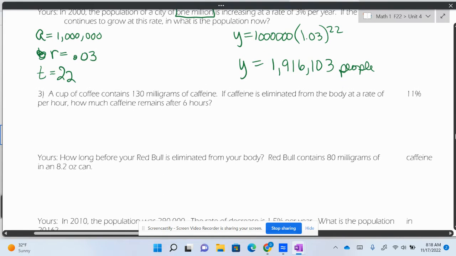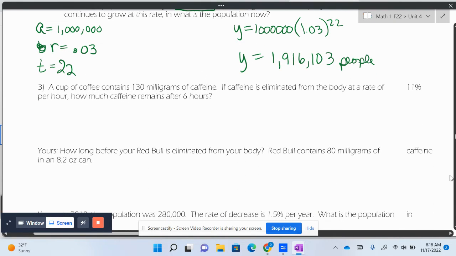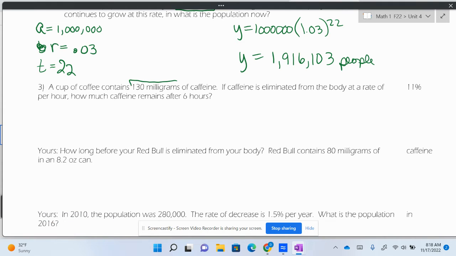So for our next question, it says a cup of coffee contains 130 milligrams of caffeine. So this is what we're working with. This is our A. If caffeine is eliminated from the body at a rate of 11%, so this is my rate, and I heard someone say decay. Who said that? Good job. It eliminates at 11% per hour. How much caffeine remains in the body after 6 hours? So this is my time.